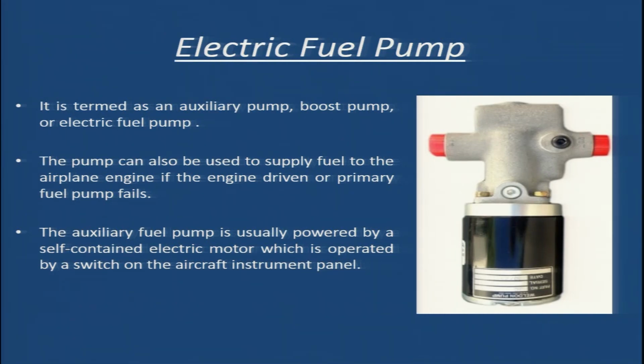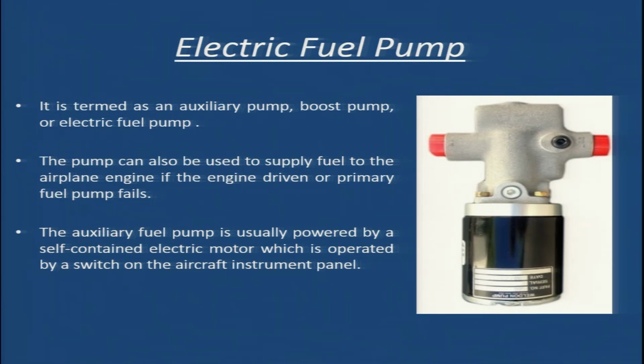This is the electric fuel pump. Apart from the engine driven fuel pump, we have one more fuel pump, which is the electric fuel pump. The earlier pump we had seen was the engine driven pump. Now, this is your electric fuel pump, also called an auxiliary pump or a boost pump. This pump can be used to supply fuel to the airplane engine if the engine driven, or primary, fuel pump fails. In case the engine driven pump fails, the fuel can be delivered to the engine by this auxiliary pump or booster pump.